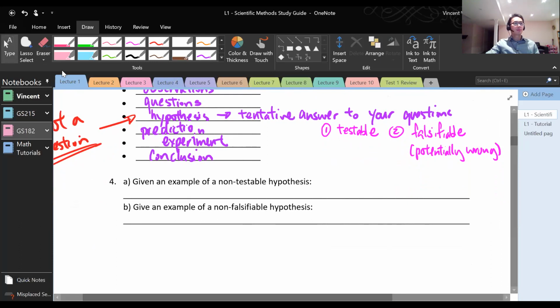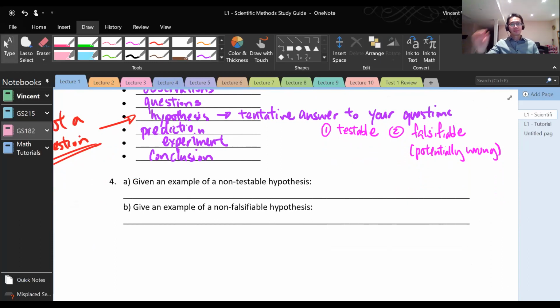Sorry, is a hypothesis similar to a statement? Say that again, I'm sorry. Is a hypothesis similar to a statement? Hypothesis is similar to what statement? I'm sorry. Statement.